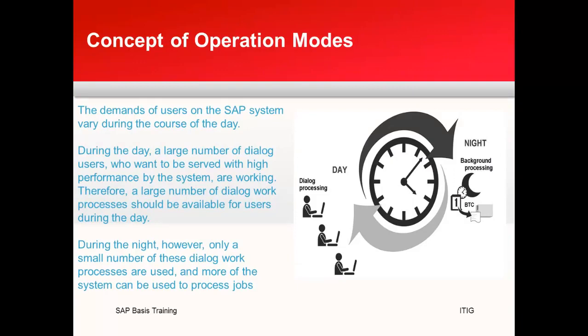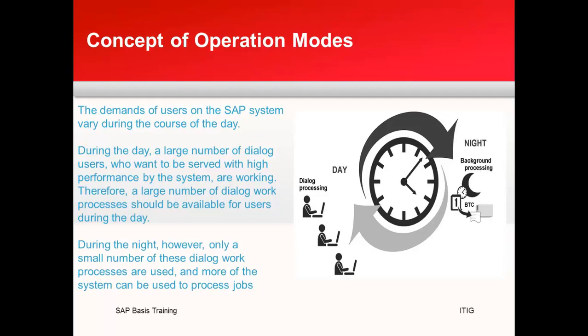The demand of users on the SAP system varies during the course of the day. During the daytime, there are a large number of dialog users who want to be served with high performance by the system. Therefore, a large number of dialog work processes should be available during the daytime. But during the night time, only a small number of dialog work processes are used and more of the system can be used for background jobs to process the jobs.